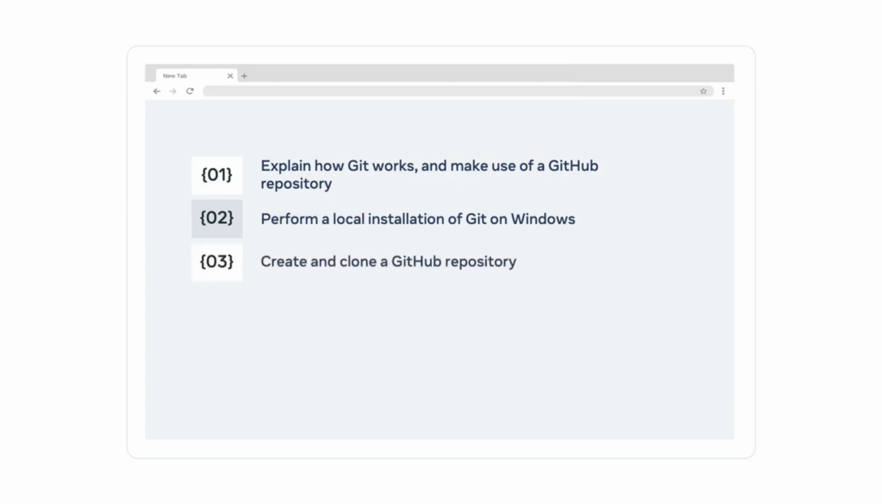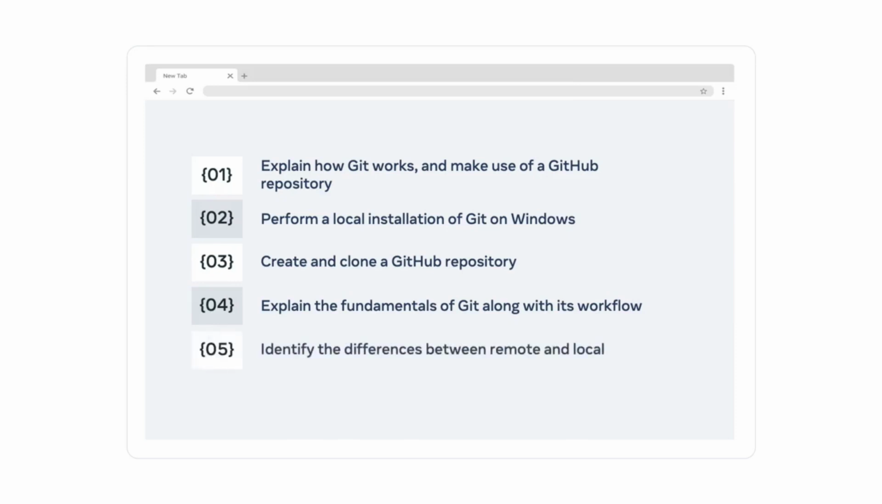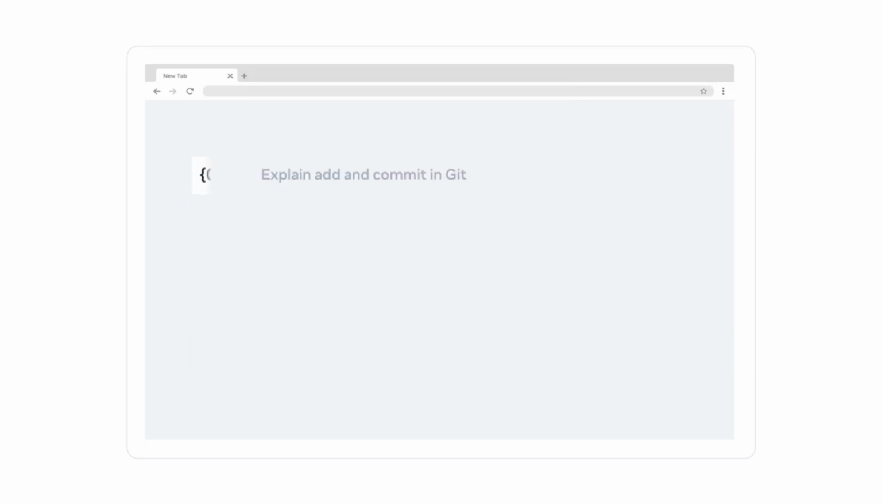Create a new repository in GitHub and clone it to a local machine. Explain the fundamentals of Git and outline the Git workflow. And identify the differences between remote and local repositories in GitHub. Explain what the git add and commit commands do and describe how they work.